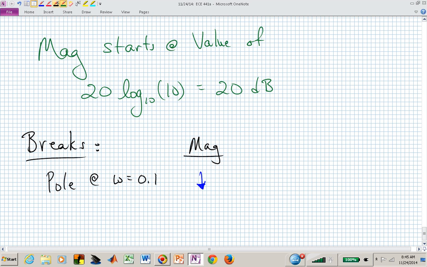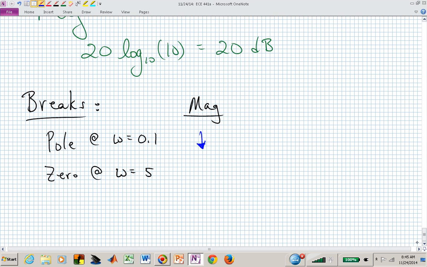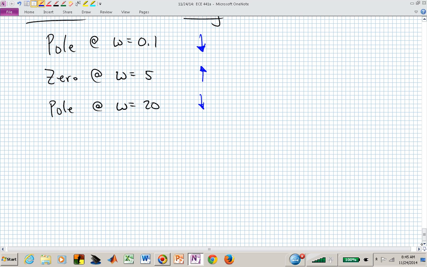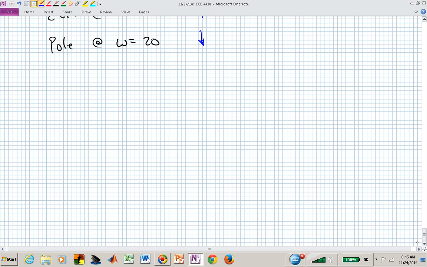Then we run into a zero at 5, and what change in the magnitude break-wise is going to occur there? Up or down? Up, because it's upstairs. And then we have a pole at omega equal to 20, and that's going to then cause us to break down. Now, armed with that information, we can quickly sketch these curves.